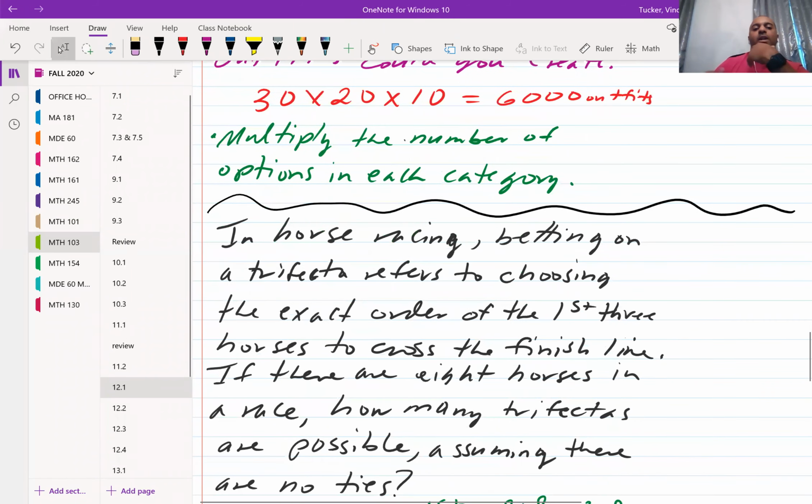Good. All right, so the next one: in horse racing, betting on a trifecta refers to choosing the exact order of the first three horses to cross the finish line. If there are 8 horses in a race, how many trifectas are possible, assuming there are no ties?